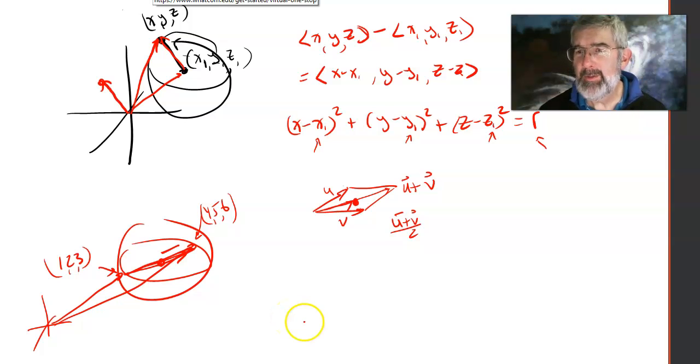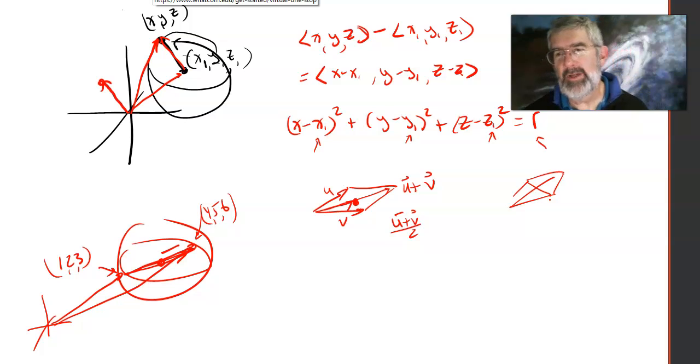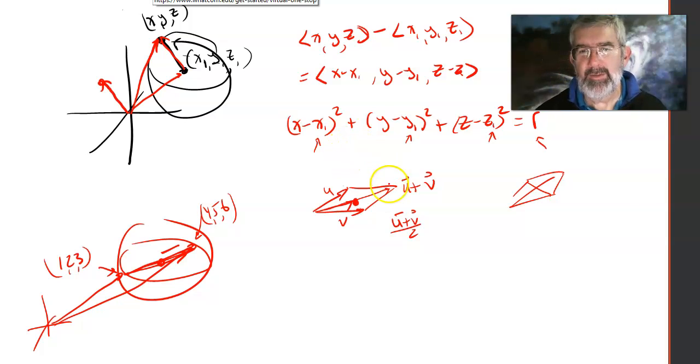Now, how do we know it's right in the middle? Well, from geometry, I know that the diagonals of a parallelogram bisect each other. That is, where the two diagonals intersect, it bisects both of them. Bisect means cut in half. So add them up and divide by 2. Well, this makes a whole lot of sense to me.